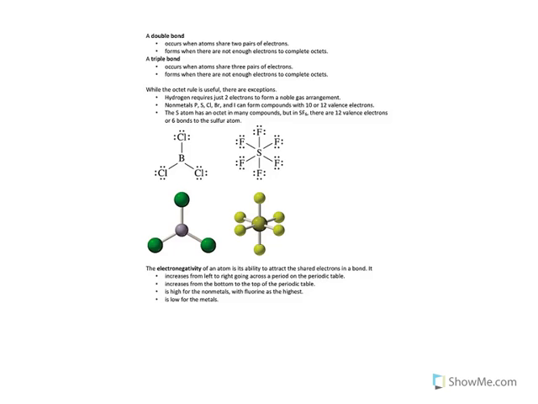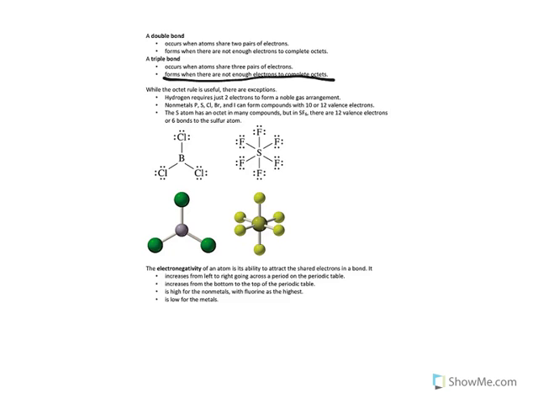Let's start by talking about double and triple bonds. A double bond happens when atoms share two pairs of electrons instead of just one. This only happens when there are not enough electrons to complete octets given the 2 or 3 elements that you have to work with. Sometimes a triple bond also occurs, and this happens when atoms share 3 pairs of electrons. Again, for the same reason, this happens when there are not enough electrons to complete octets. While the octet rule is useful, there are some exceptions.